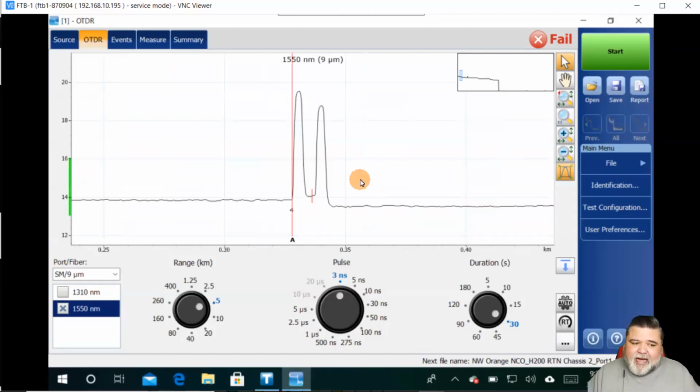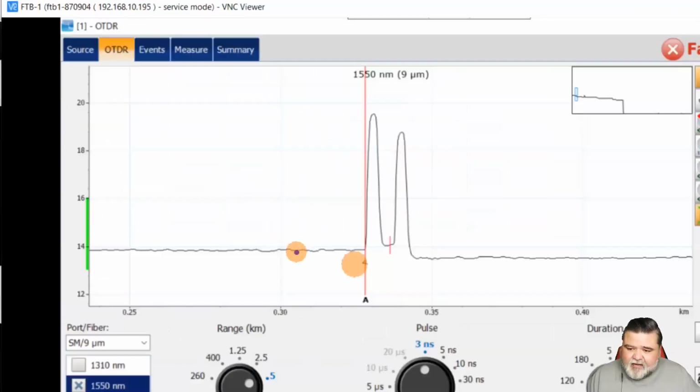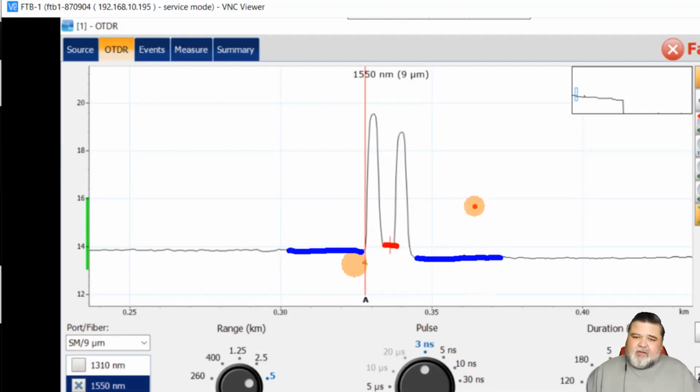And so what I have here essentially is G.652 standard glass here, and I have G.652 standard glass here. And in between them, I have a B3 bend insensitive jumper. It's about 30 feet long.